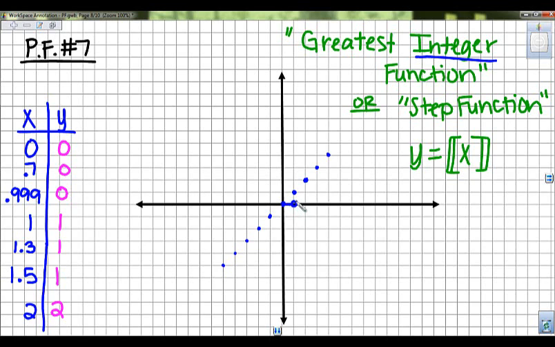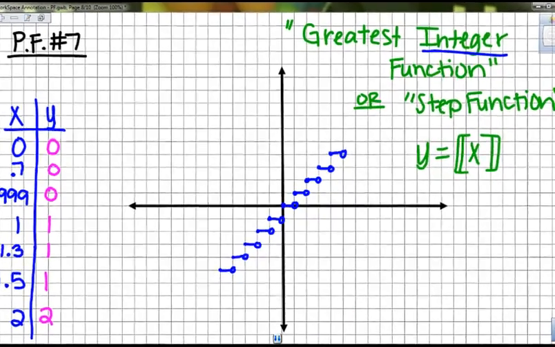So you're going to put an open circle here, and that will continue for all of these. They stay 1 until I get to 2. So open circle, and it jumps up to 2. Stays 2 until I jump up to 3. And it continues like this in this pattern forever and ever. So there's your greatest integer function, and you can see why it is also called the step function, because it kind of looks like some steps.